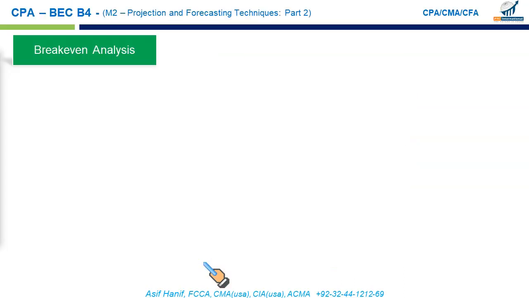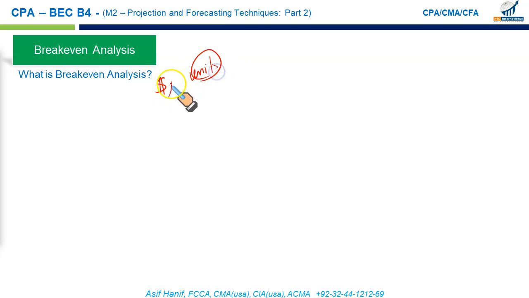The next subunit we have is break-even analysis. What is break-even analysis? It's the level of sales we need, the sales in dollars or the sales in units, that we need to achieve in order to achieve zero profit, or a point where your total revenue is equal to your total cost.